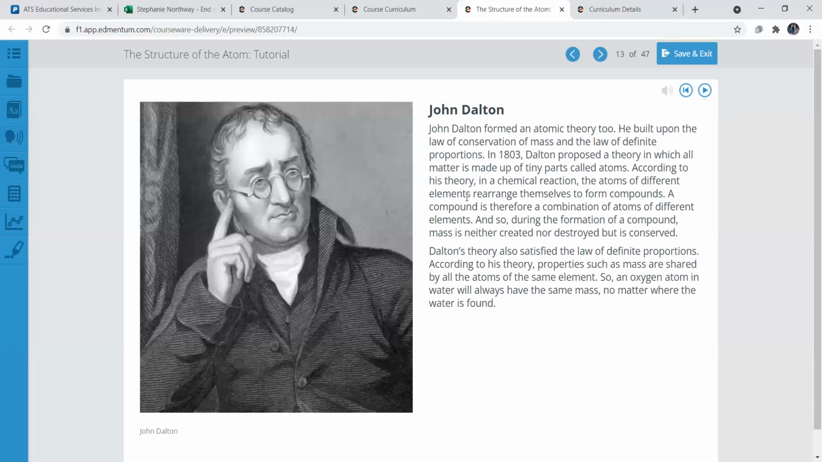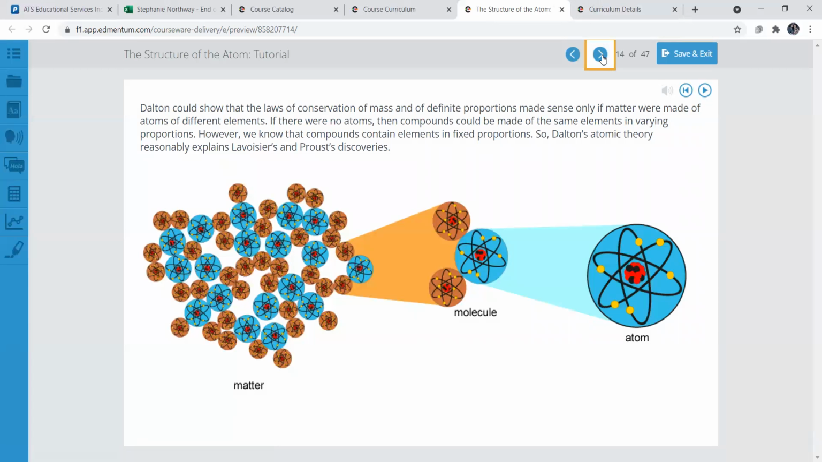John Dalton is probably one of the most well-known with the atoms due to some of the theories that he came up with. And then this just shows an atom. So here's matter, here's a molecule, then here's the atom broken down even more. So there's the nucleus, right where my arrow is pointing. The nucleus has protons and neutrons, and the electrons are in the outer shells of the atom. But it's just showing how it's broken down even further.